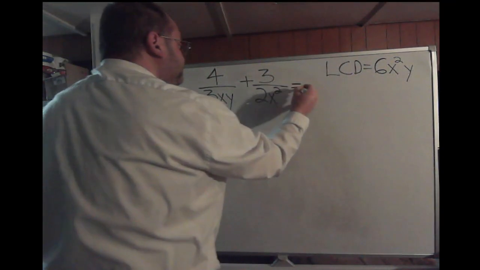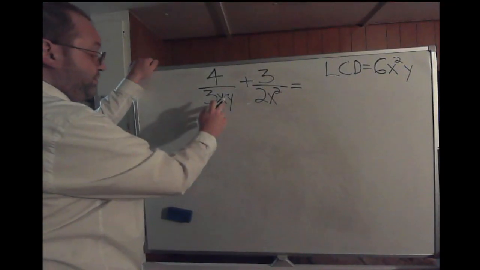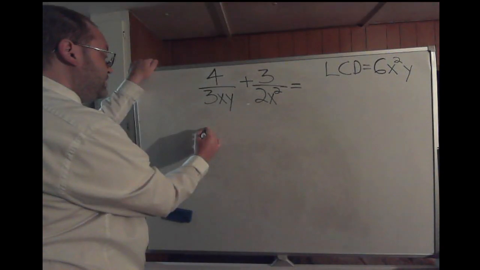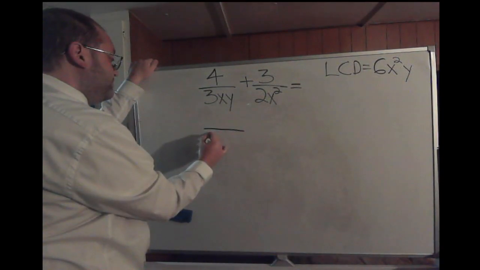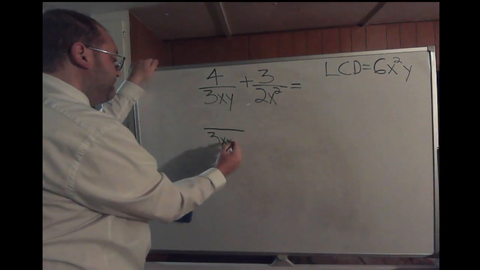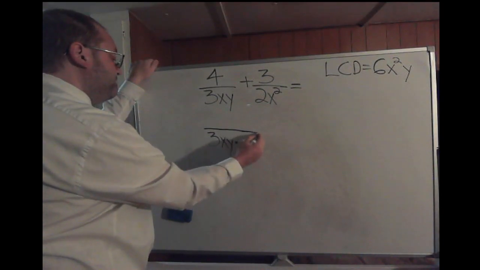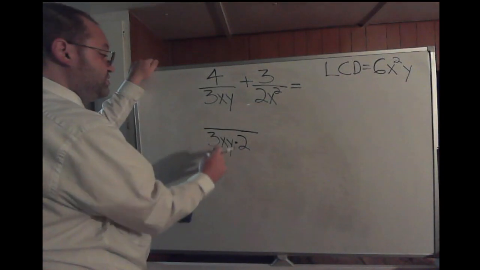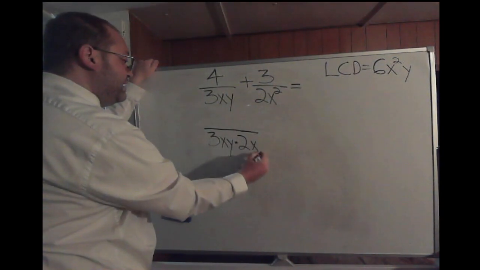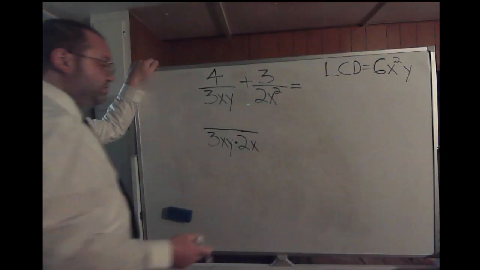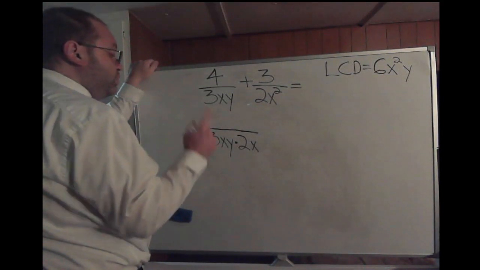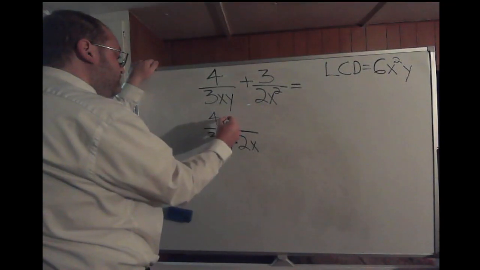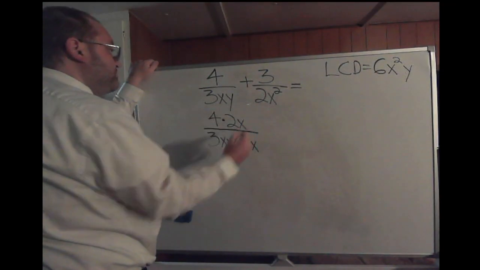Well, we need to turn first that 3xy into 6x squared y. So, take your 3xy times, okay. To turn 3 into 6, we got to multiply by 2. To turn x into x squared, we got to multiply by x. We already have the y, so we don't got to do anything with that. But what you do to the denominator, you got to do to the numerator. So you'll take that 4, you'll multiply that by 2x.